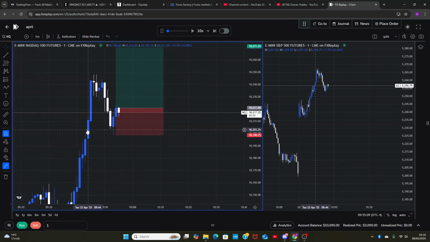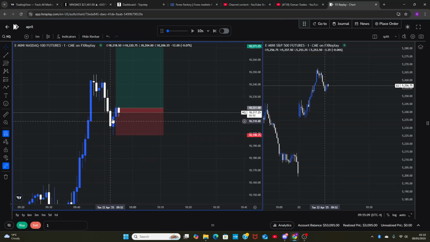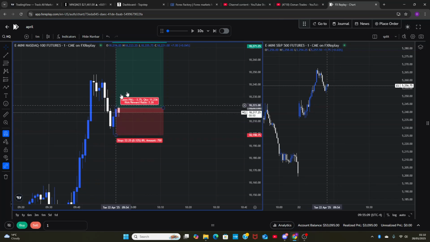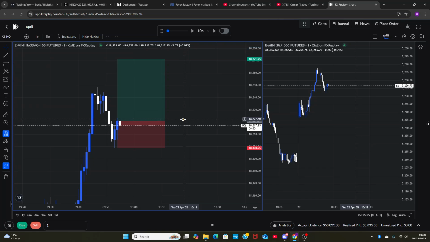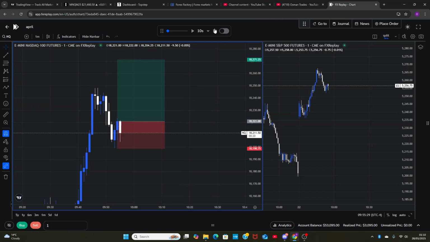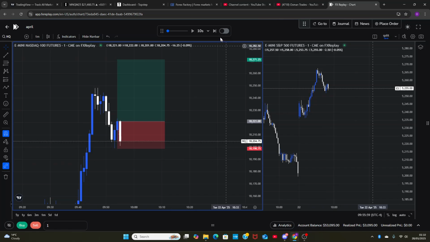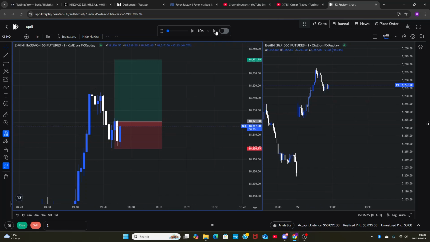Why? We came in, tapped this BISI, then this wick came in, rebalanced 50% of the order block and went higher. You could wait for this candle to form, but if you're truly confident, you could just enter. Bang, you would get stopped out maybe once on manipulation. Let's see if it holds though.